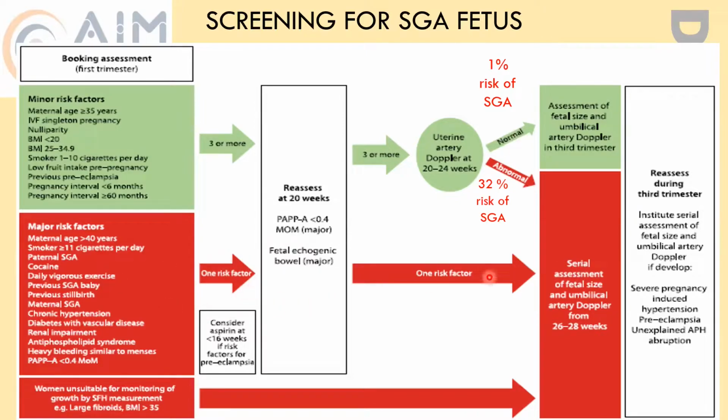For a major risk factor, one itself is enough for umbilical artery Doppler. Now, what are the present pregnancy risks? We already saw the present pregnancy risks. PAPP-A less than 0.4. This is a recent exam question. Fetal echogenic bowel is also a major risk factor. This is at the time of the anomaly scan. And this is at the time of the third trimester: severe PIH, preeclampsia, unexplained APH, and abruption. So if they mention one of these, you are going to monitor by umbilical artery Doppler. If they mention PAPP-A or echogenic bowel, you are going to monitor by umbilical artery Doppler. This is what you have to memorize about this.